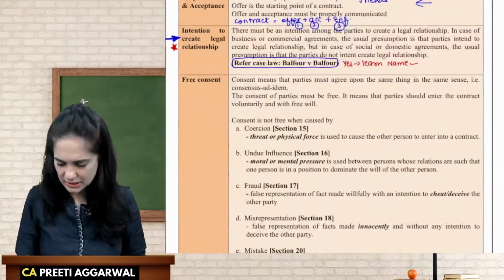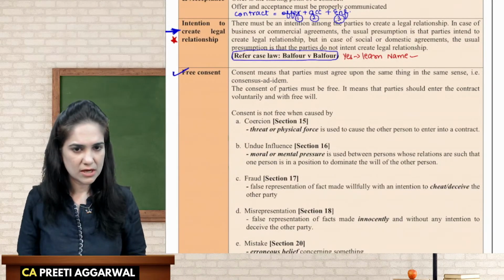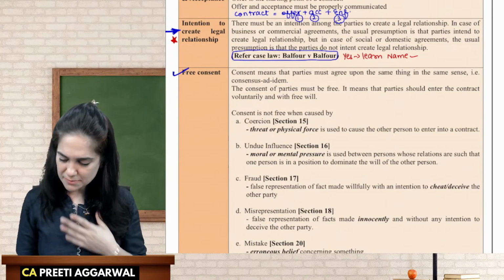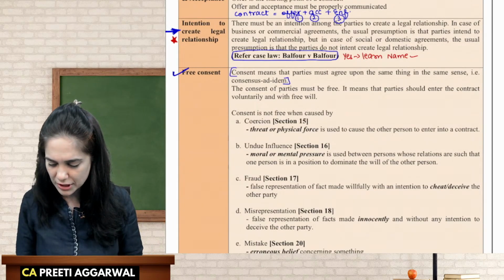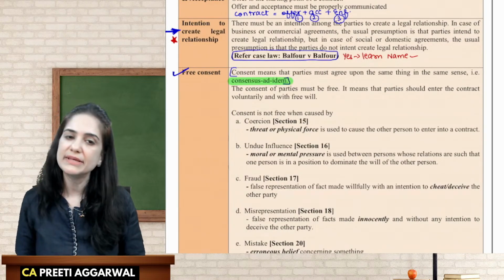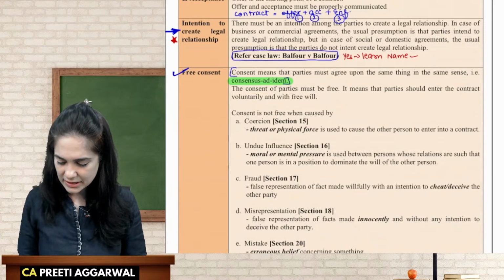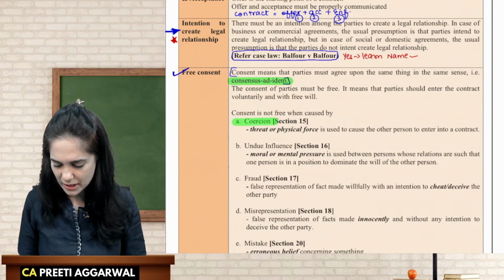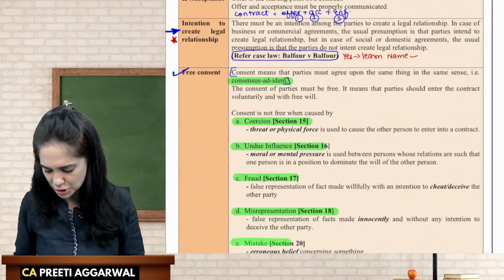Now, what are the other elements? There must be free consent. Free consent means parties must agree upon the same thing in the same sense. Consensus ad idem. Do you need to remember the Latin phrase? Yes. You need to remember the Latin phrase. Consent is not free when it is caused by coercion, undue influence, fraud, misrepresentation, mistake.